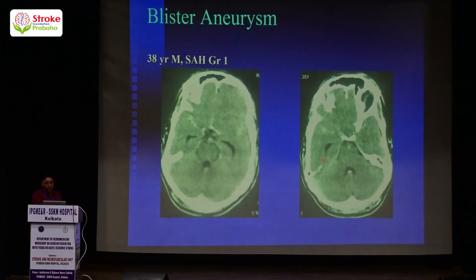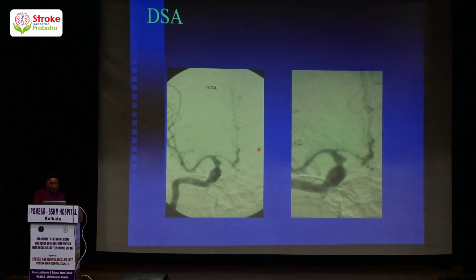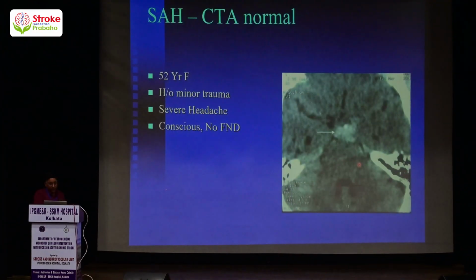Blister aneurysms are not very uncommon if you look very methodically. So, a 35-year-old male, subarachnoid hemorrhage, grade 1 SAH, diffuse SAH, CT angio was normal. When we performed the DSA, we can see a medially projecting small blister-like aneurysm here. With SAH and a normal CT angio, DSA is one of the mandatory things.